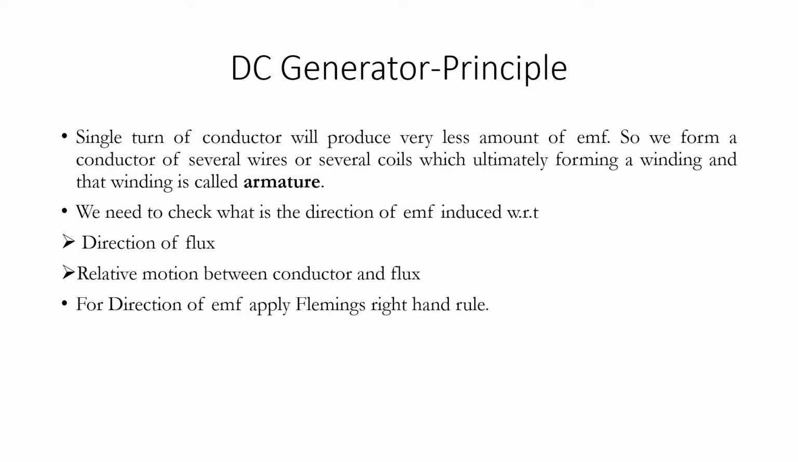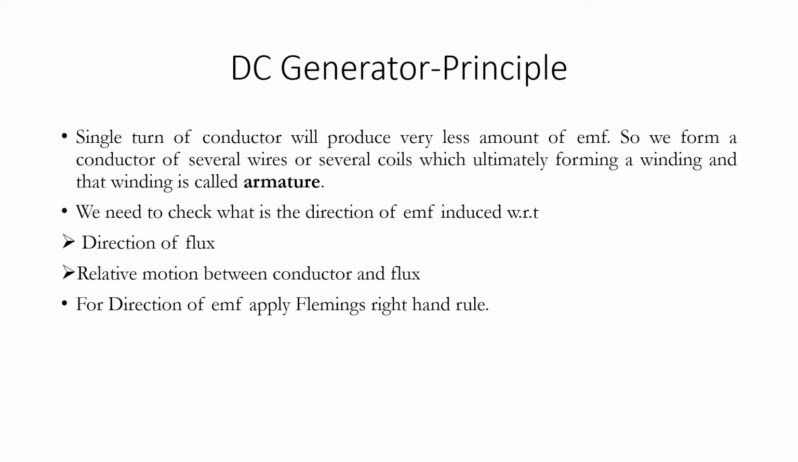A single turn of conductor will produce very little EMF. So we form a conductor of several wires or several coils, which ultimately form a winding. That winding is called an armature. So we need to check the direction of the EMF induced in the conductor with respect to the direction of flux and the relative motion between conductor and flux.